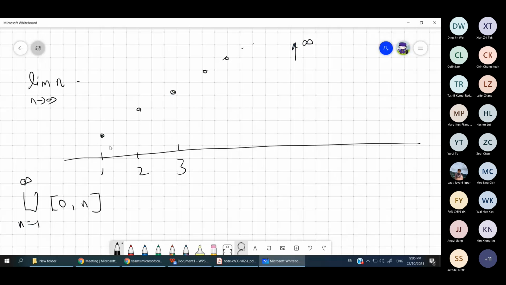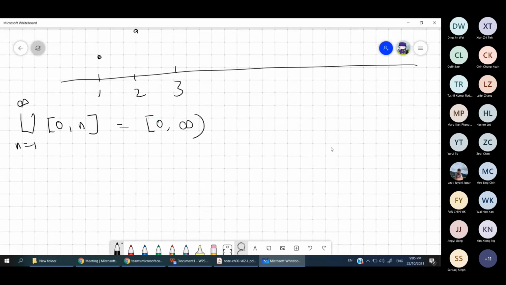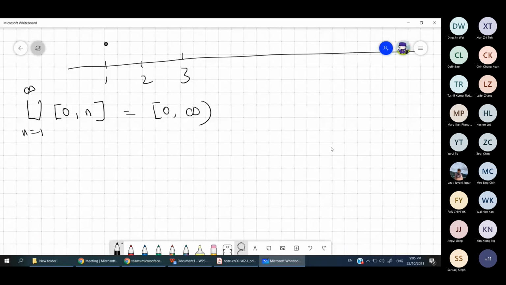So when you look at 0 to n, whether you include or not include, this part will not change, right? So 0 to infinity. Because this is a number, and infinity is not a number, it can never include the infinity. At least at this stage, this is the case here.